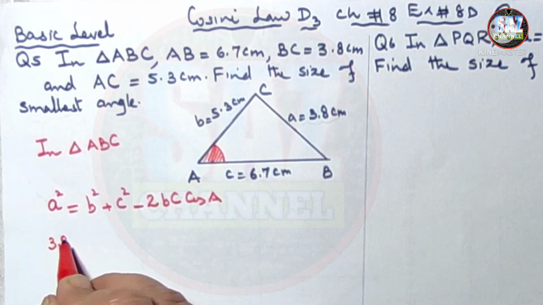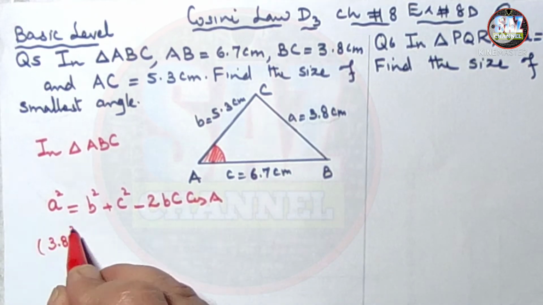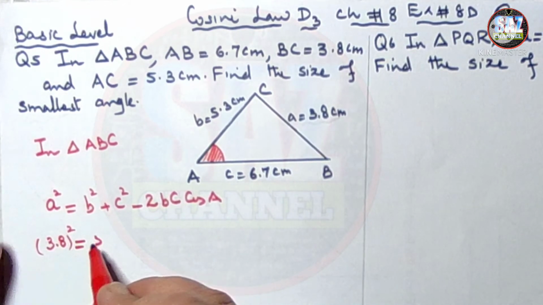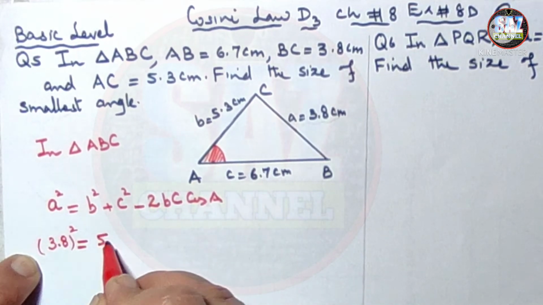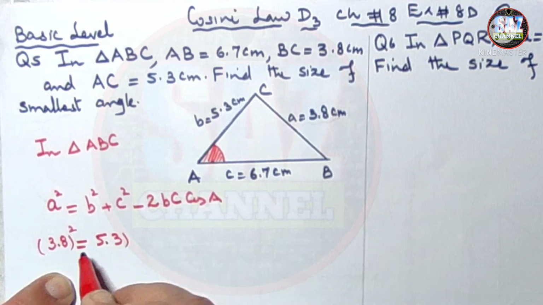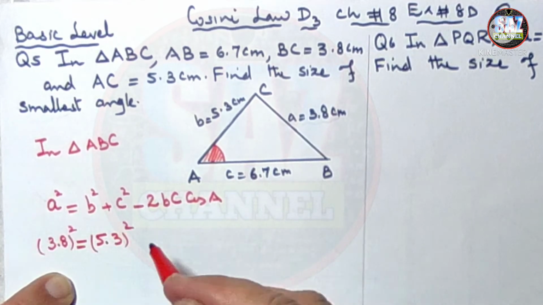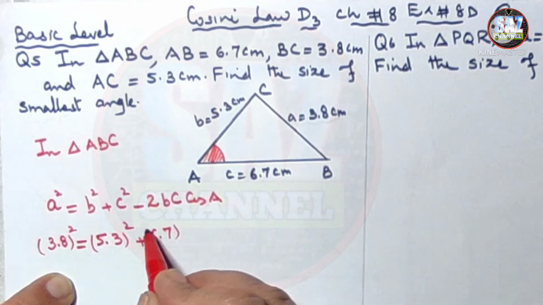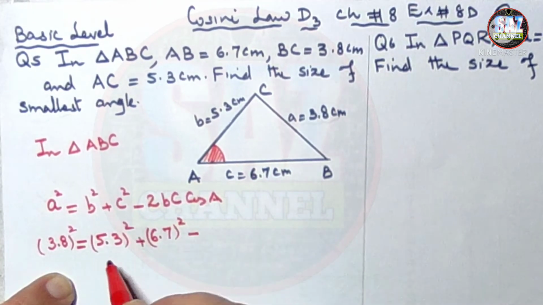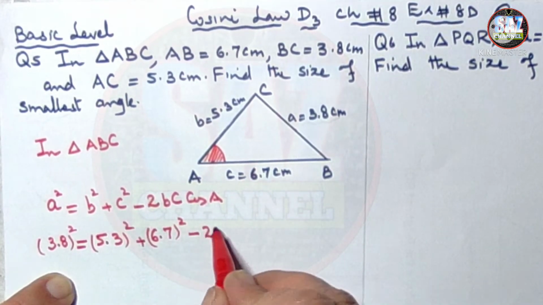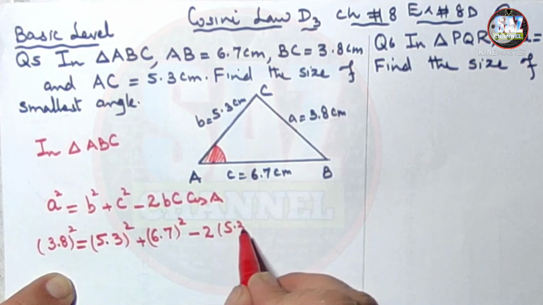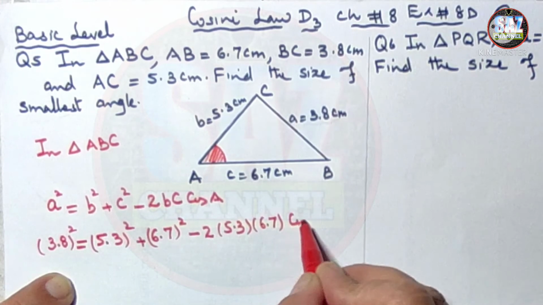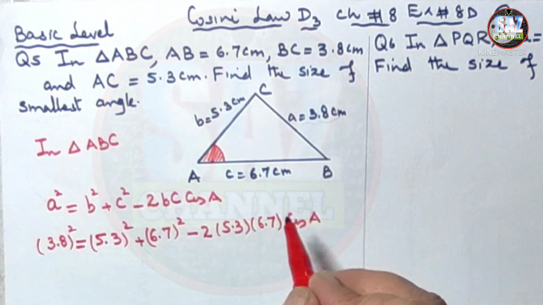A has the value 3.8, so 3.8 square equals b, which is 5.3 square, plus c, which is 6.7 square, minus 2 times the product of these two values, 5.3 into 6.7, and cos of angle A as it is, because that is the requirement of the question.